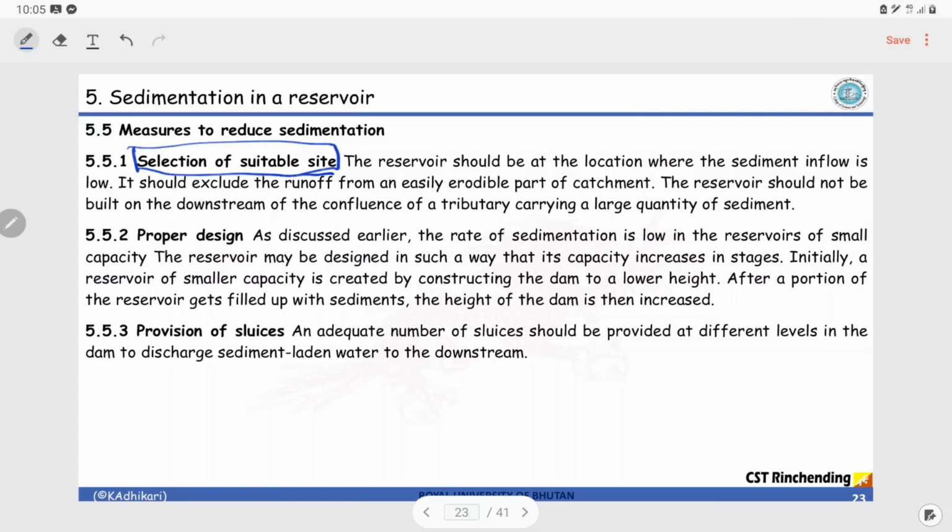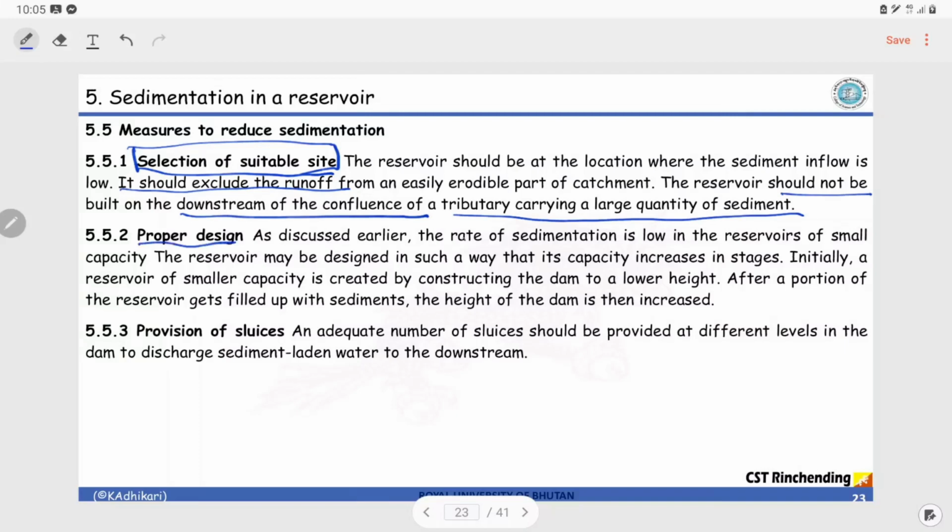If the inflow is carrying more sediment, it is obvious that there will be more sedimentation. And if the catchment area is loose and can be eroded easily, then of course there will be more sedimentation. It is also said that it should not be built downstream of a confluence of a tributary carrying a large amount of sediments.